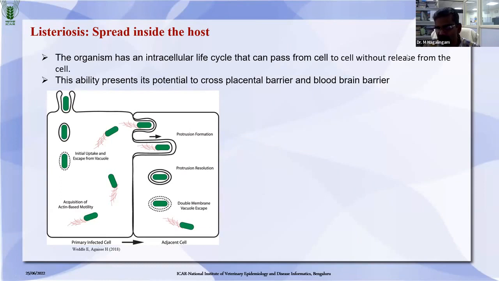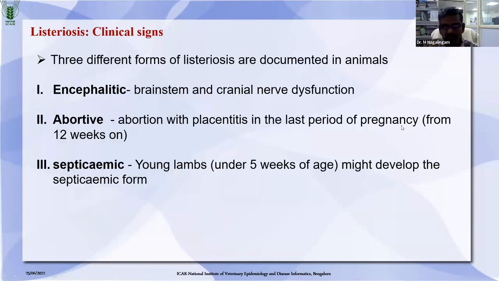So that is why it causes encephalitis as well as the abortion in animals. Clinical signs: one is the encephalitic form, the second form is the abortive form, the third one is the septicemic form. Apart from that, some other ways also it exhibits as clinical signs. This encephalitic form is the brainstem and cranial nerve dysfunction. In the abortive form, it causes placentitis in the last period of pregnancy.